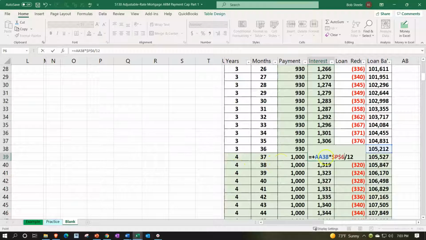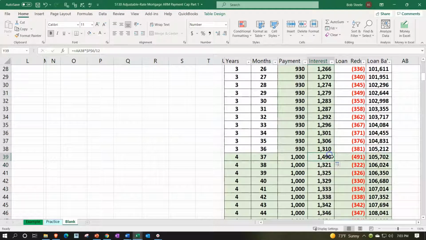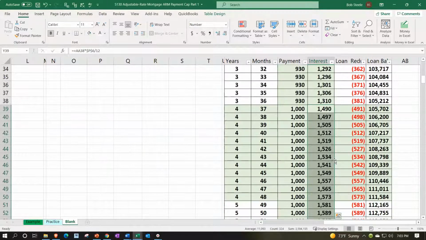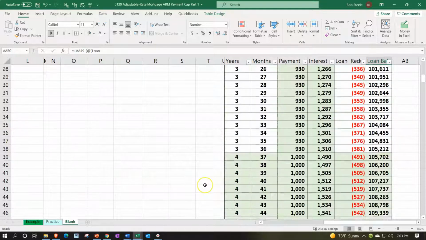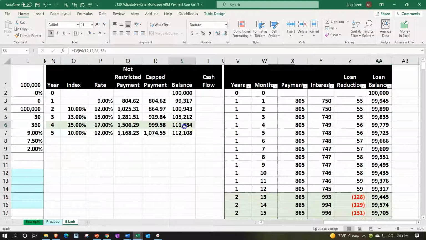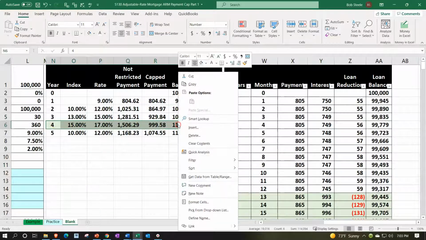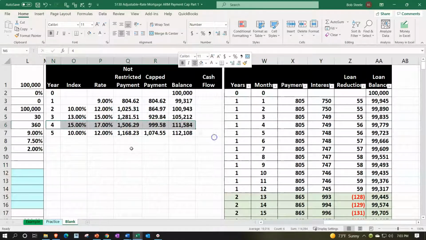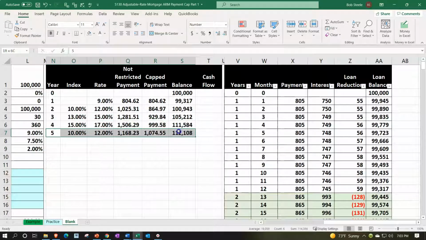F4 on the keyboard, $ before the P and the 6, and enter. Double clicking on that one, bringing it on down. Again, the problem has once again worsened. By the end of year 4, we're at that 11,584. So that looks like the ending balance is calculating properly there. Let's do it one more time. This is the last one.